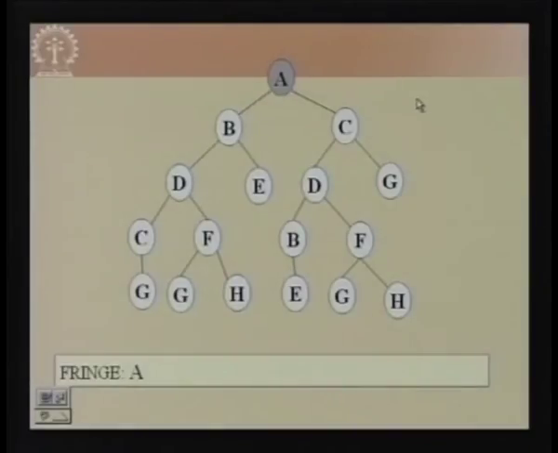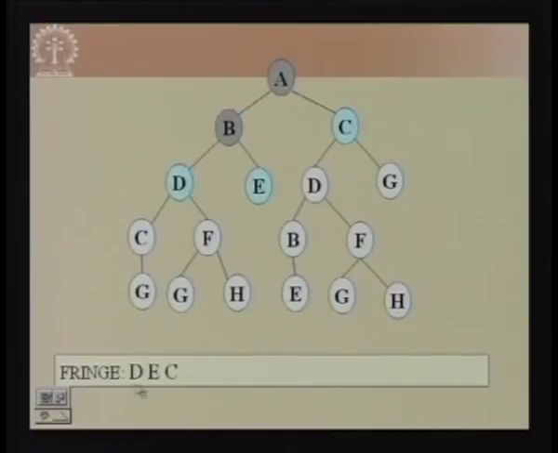Now let us use the same search tree that we analyzed earlier and trace depth first search through this search tree. Now initially the fringe will contain the node A. Next step, A will be removed from fringe and its successors B and C will be generated and put in the beginning of fringe. Now B will be removed from fringe and its successors D and E will be put in the beginning of fringe.